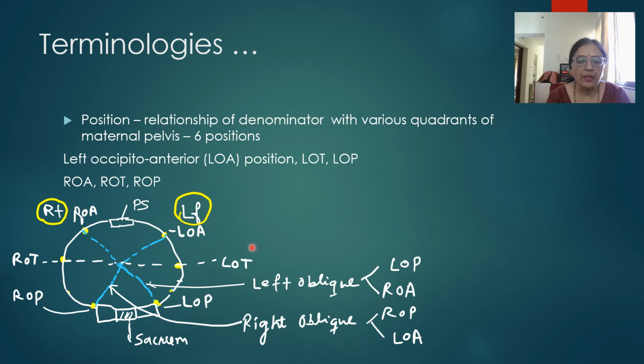but there should not be any doubt about why in right oblique you have LOA and ROP as two possibilities of the position. That is a commonly asked question in examination: if the sagittal suture is in right oblique, what will be the position? Your answer should be there are two possibilities. Either it can be left occipito-anterior or right occipito-posterior position. Palpation of the posterior fontanelle and anterior fontanelle will further help us to differentiate between these two.